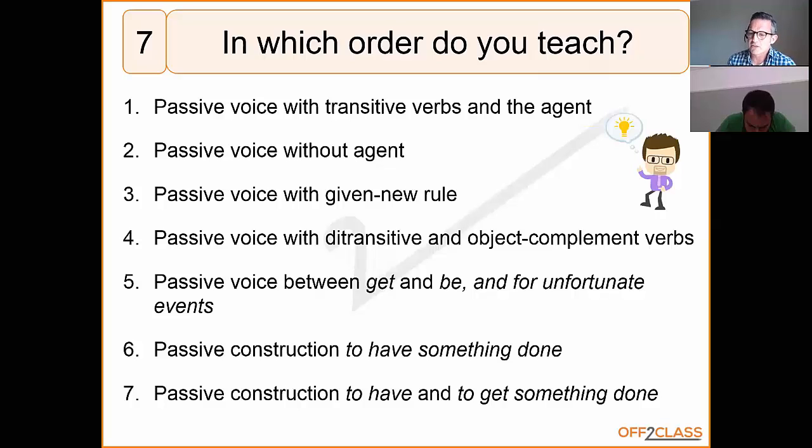So coming on to the order in which I teach them, I tend to go passive voice with transitive verbs first and the agent, because you introduce the verbs for which all of them can be moved into the passive sense. Then passive voice without the agent, because actually in more than 50% of cases, especially in written English, the agent is not actually expressed. Then the passive with the given new rule.